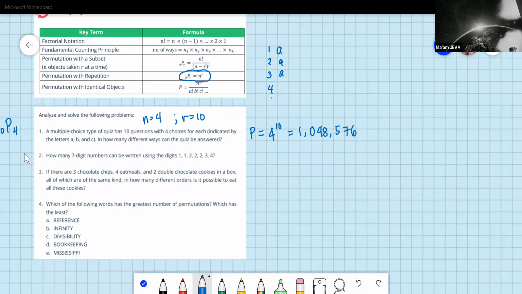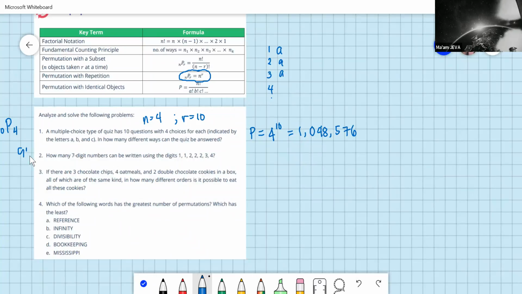96. So I'll write the initial answer here, 96. How many 7-digit numbers can be written using the digits 1, 1, 2, 3, 3, 3, and 4? What did you observe? There is a condition there that the digits can be repeated. Is it repetition?